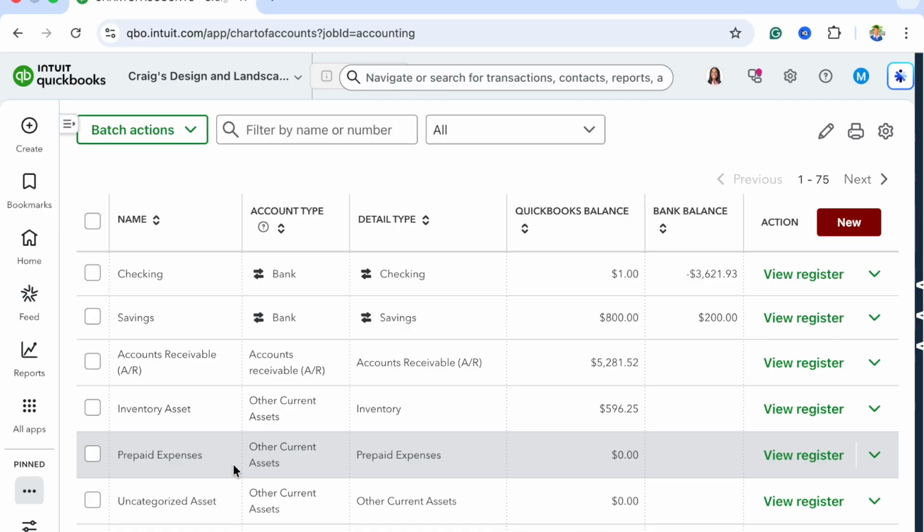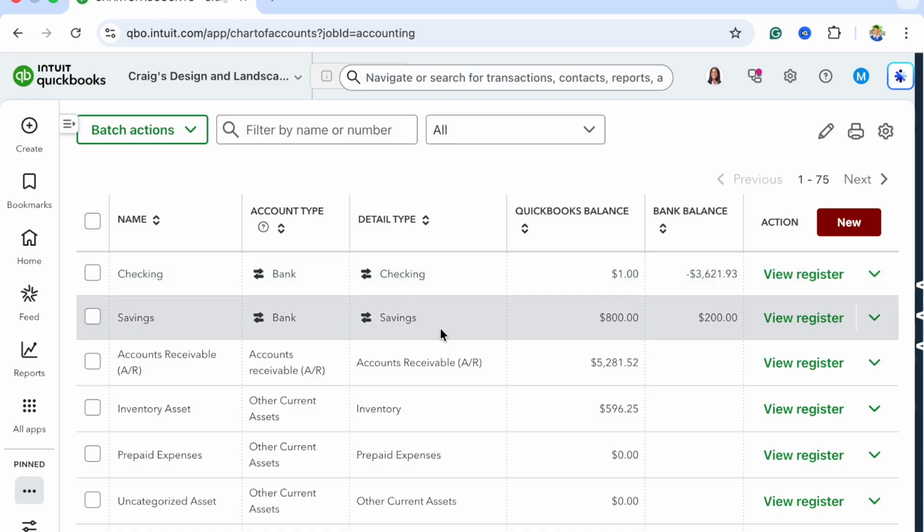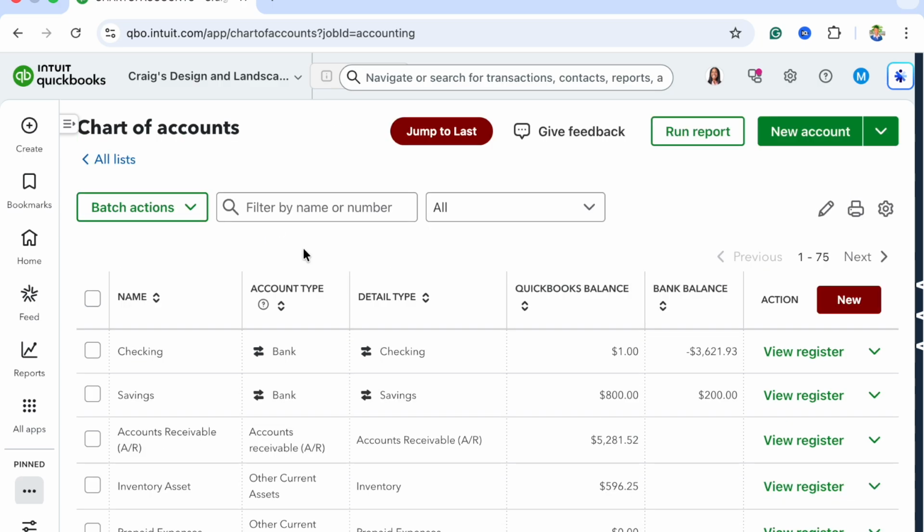Some of these accounts will go on your profit and loss, which you might also call the income statement. And some of these accounts will also go on your balance sheet, right? But I'll show you the profit and loss and the balance sheet later on in the video. So now we're going to go through the 5 different account types that you get within your chart of accounts, right? The 5 different account types are assets, liabilities, equity, income, and expenses. We're going to go through them one by one.